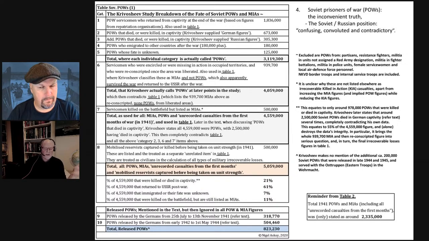Now, this is why I keep going back to the German POW data, because I've not found any real evidence that German POW data is not deadly accurate, but not bad, and certainly a lot better than I'm getting from Russian sources at the moment. The other thing that's interesting, and we'll talk about this tomorrow on the archive files, is the archive files agree much more closely with the German figures than they do with what's coming out of the Krivosheev study.